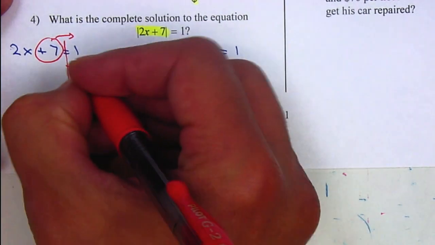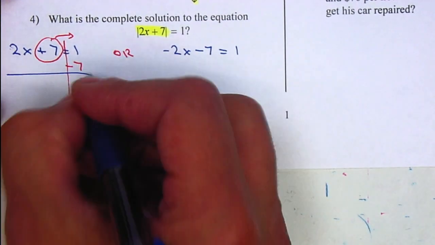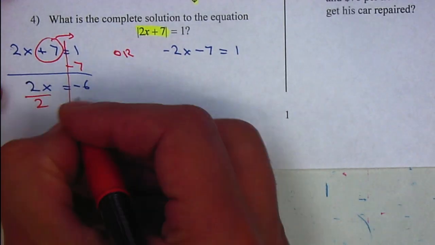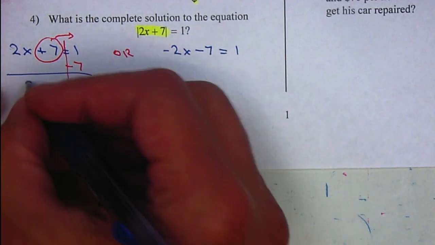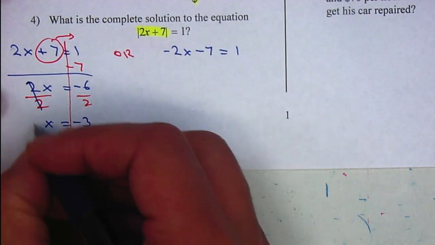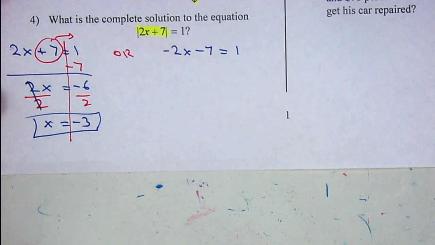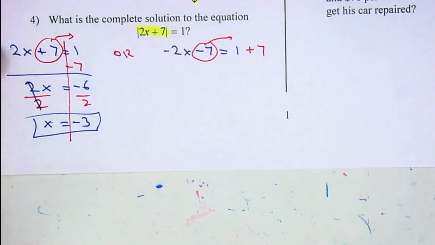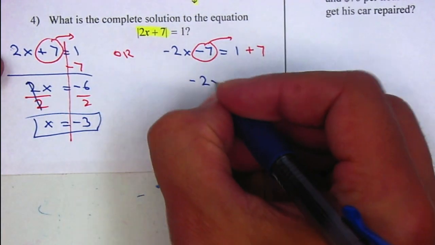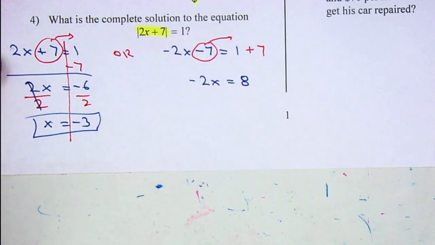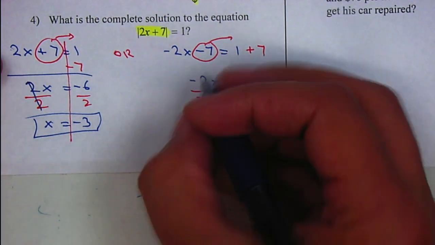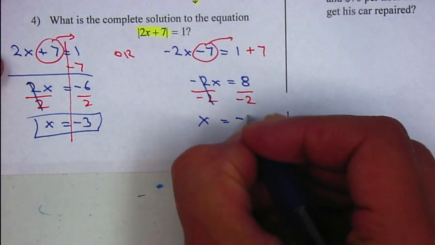Move my 7 to the right, becomes a negative 7. 2x is equal to negative 6. We are going to divide by 2. And that will give me x is equal to negative 3. We are going to do the same thing on the right hand side. Move my 7 to the right, becomes a positive 7. That gives me negative 2x is equal to 8. I'm going to divide by negative 2 to leave the x by itself. Gives me x is equal to negative 4.